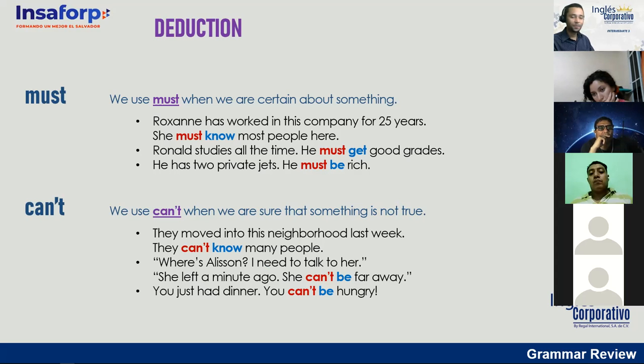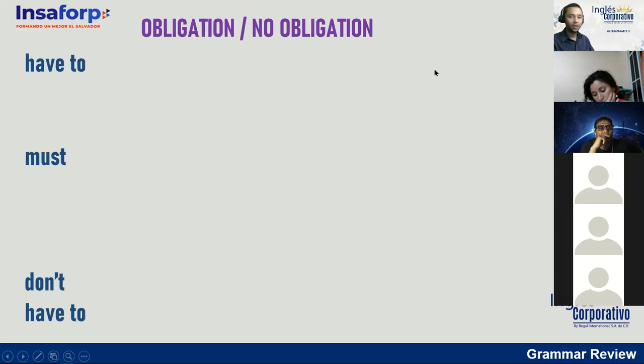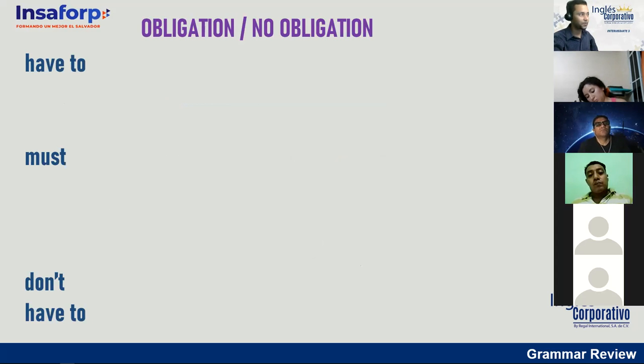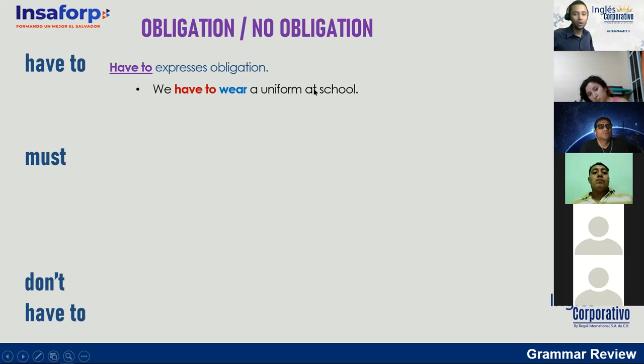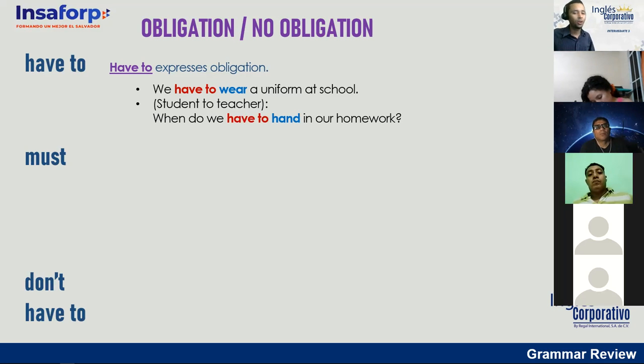The last one, last slide today. Obligation and no obligation. Take a look. Have to. Have to expresses obligation. Examples. We have to wear a uniform at school. We have to, it's an obligation. Now the student to the teacher is asking a question. When do we have to hand in our homework? ¿Cuándo tenemos que entregar la tarea?